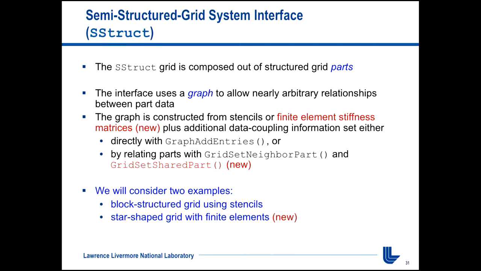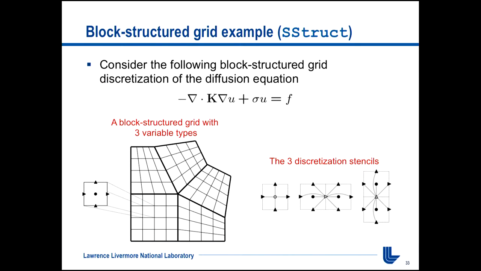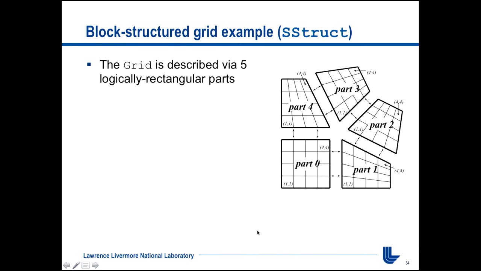I guess I'll have to run through this a little bit. It's as before. We have the same four objects as before, plus this additional graph structure. Let's start with this diffusion problem on this block structured grid on the bottom left. You see I've got five structured components, but they're not glued together in a globally Cartesian way. I've also got three variables here, cell-centered and two types of face-centered variables, so I have three stencils to set up as well.